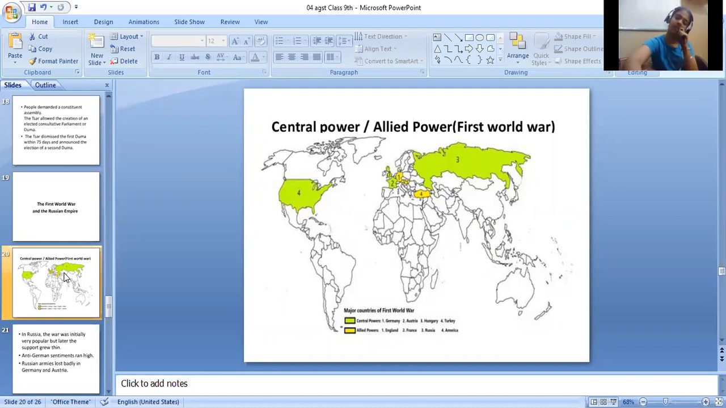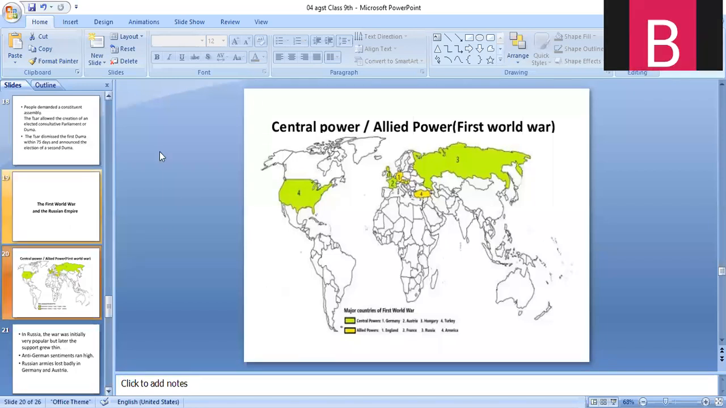Each country had a global empire, and the war was fought outside Europe as well as in Europe. If you remember, in 8th standard you have studied that Indians also participated in the First World War. So this was the First World War.